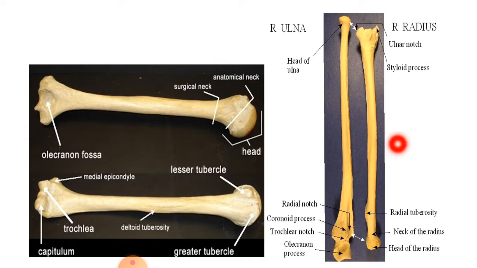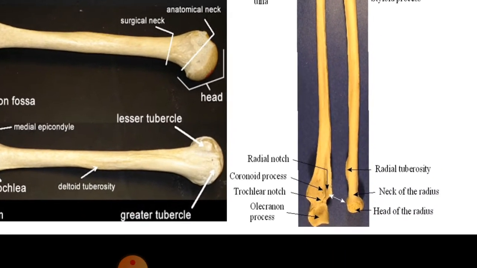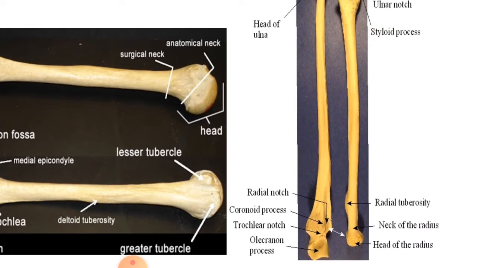Next we will talk about the radius and the ulna. Just like the humerus, the radius and ulna also have proximal and distal parts. The first point that we are going to talk about is the radius. This is its proximal part.